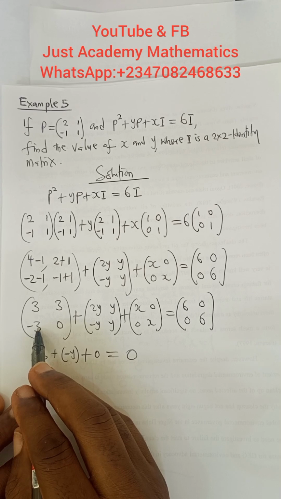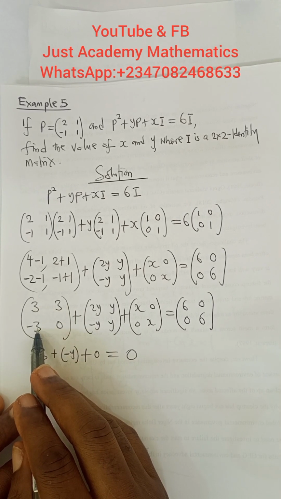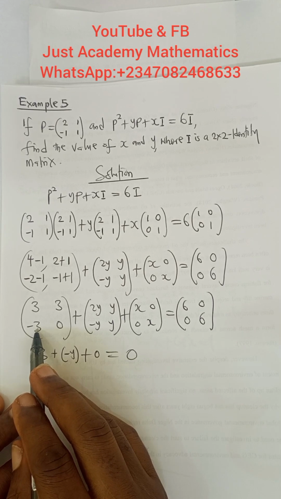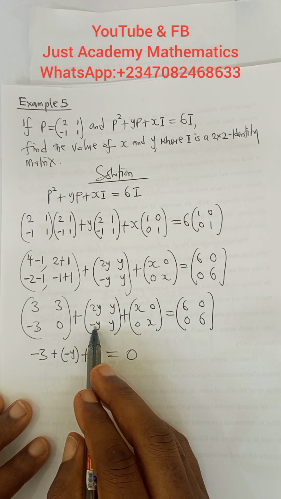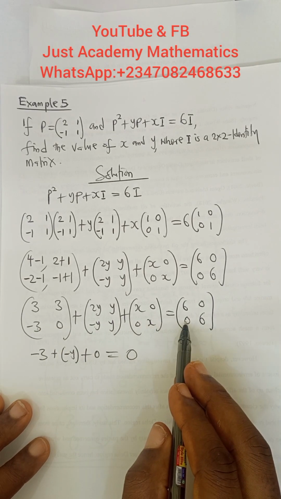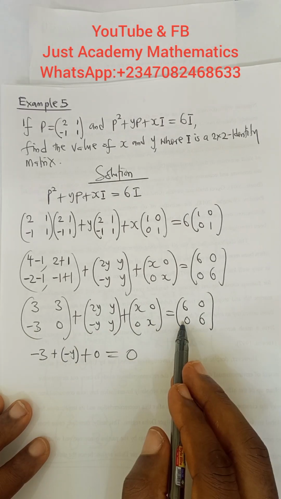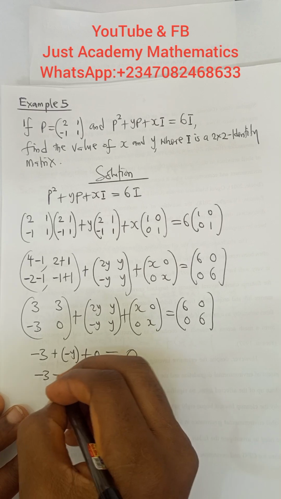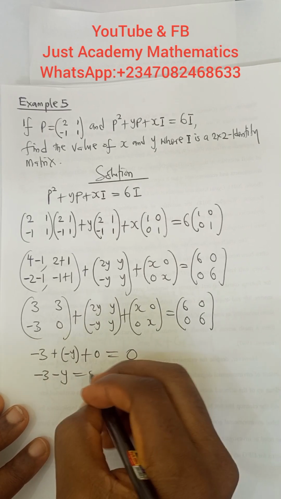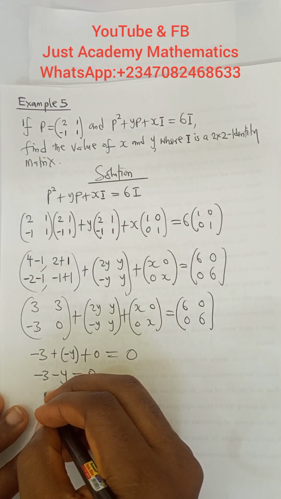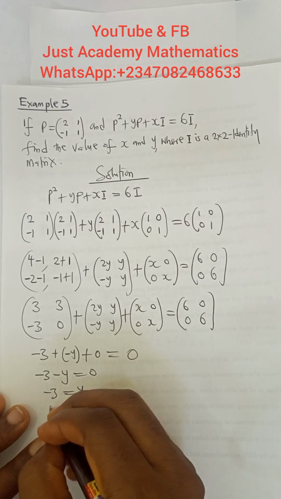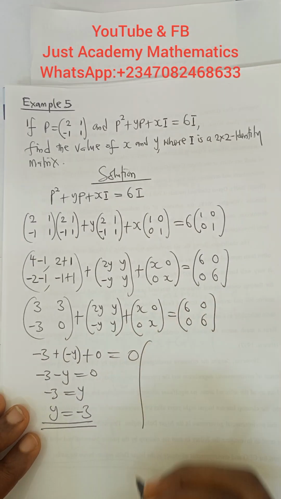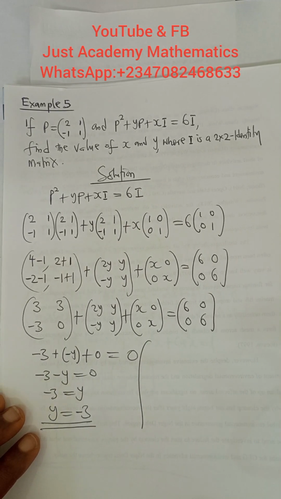First, the first entry on the second row, this first one here equals to this, this plus this plus this equals to this, of course. So this is minus 3 minus Y is equal to 0. Of course, you know that what? Minus 3 is equal to Y, and Y is equal to what? Minus 3. Now that we know that Y is equal to minus 3, let's find X.